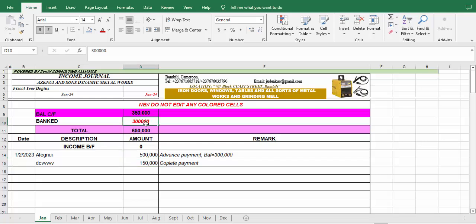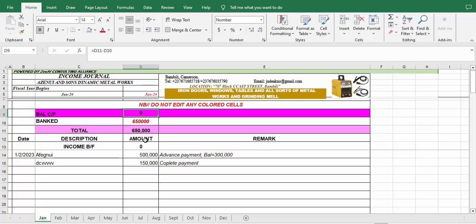And if this money, you send part of the money to the bank, and you use part of the money to purchase some items. How much did you use to purchase items or material? 300,000. How much did you bank? You banked 350,000. So the balance money that you're carrying forward to the next month is zero. This is business, and you really have to be disciplined.